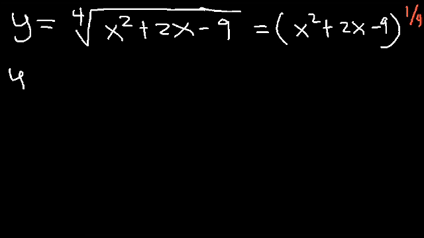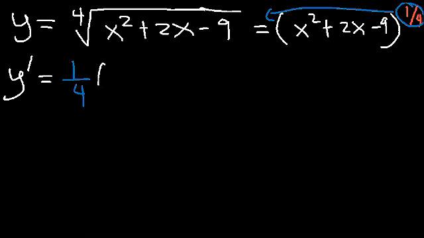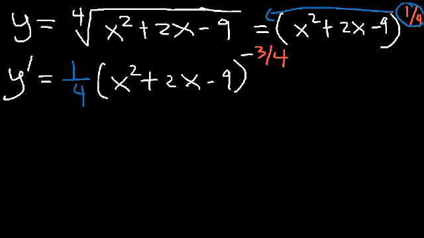Now let's find y prime, which is the same as dy/dx. We're going to take the exponent, move it to the front, so it's 1/4. We're going to keep the inside the same, x squared plus 2x minus 9, and then subtract the exponent by 1. 1/4 minus 1 is the same as 1/4 minus 4/4, which is negative 3/4. Now we need to differentiate the inside. The derivative of x squared is 2x, the derivative of 2x is 2, and the derivative of negative 9 is 0. So this is our answer.